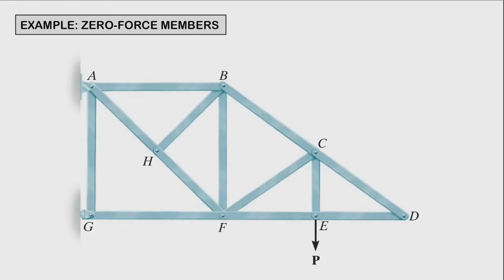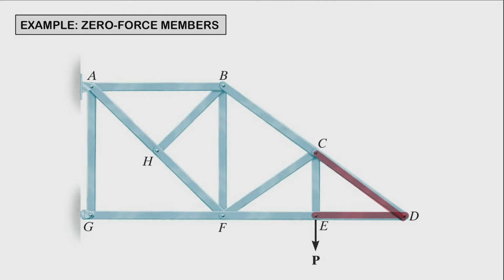Another example, so we have our truss here with supports at point A and G. So at point A we have a pin, and at point G we have a rocker, and then we have an applied load at joint E. All right. So what can we apply here? So we have a 2-member joint that has no external loads or no applied loads and no support reaction. Therefore, these two members are going to be zero force members.